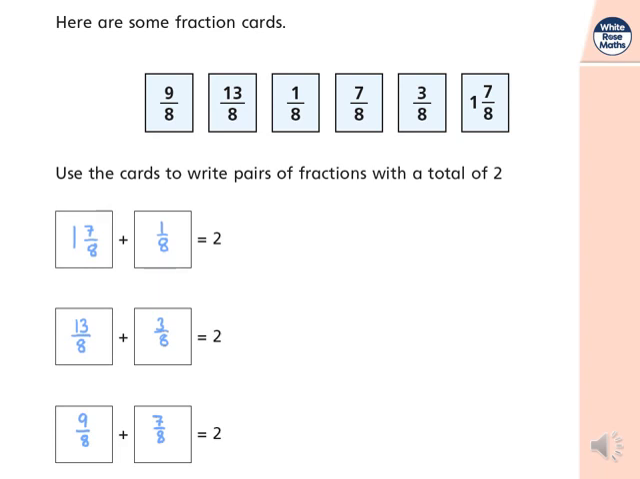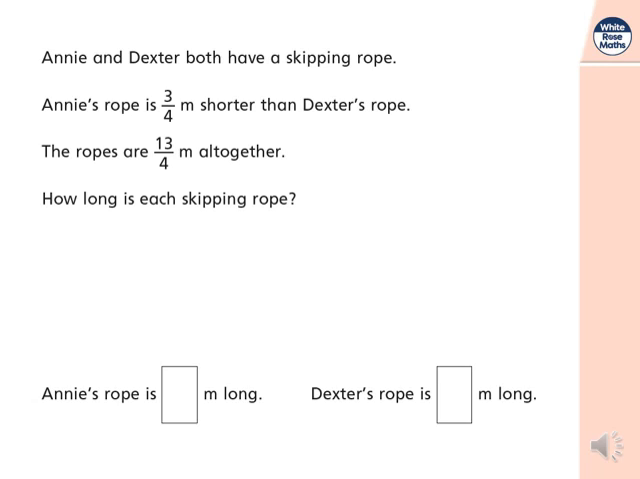Here are your answers. Have a look and see how you did. Well done if you managed to get those. Let's have a look at some other questions. Here is a problem. Annie and Dexter both have a skipping rope. Annie's rope is 3/4 of a metre shorter than Dexter's rope. The ropes are 13/4 metres altogether. How long is each skipping rope?